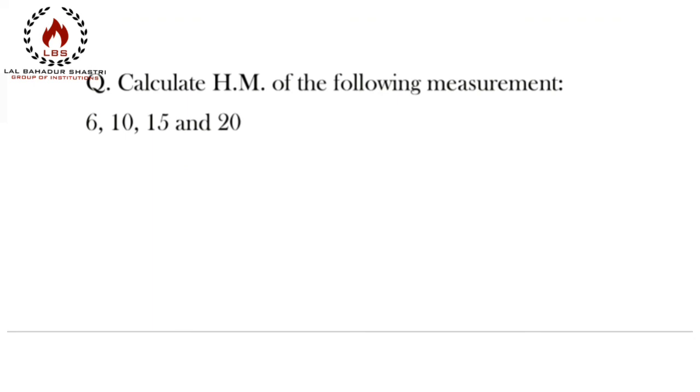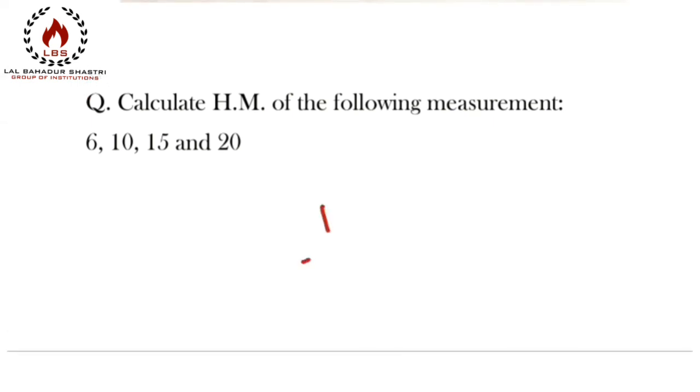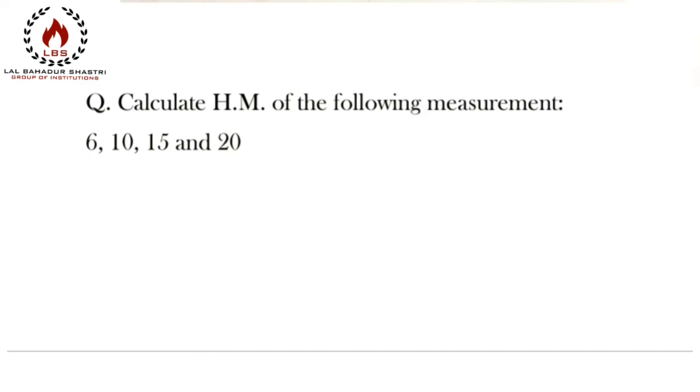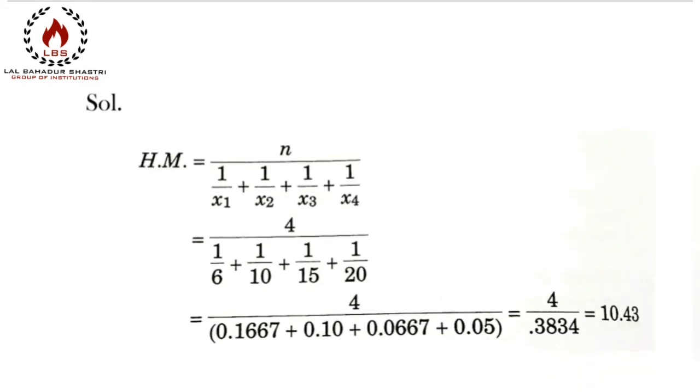Like we have a question here: calculate harmonic mean of the following measurements 6, 10, 15 and 20. So here we will do 1/6 plus 1/10 plus 1/15 plus 1/20, and the whole is divided, it will be in denominator. ऊपर क्या आ जाएगा हम लोगों का n, that is 4, like this: n upon 1/x1 plus 1/x2 plus 1/x3 plus 1/x4। तो 1/6 इंडिविजुअली फाइंड करना है आपको सारी वैल्यूज, and then you have to divide 4, that is n, with the values which we have got by the reciprocal of these observations. So 10.43.